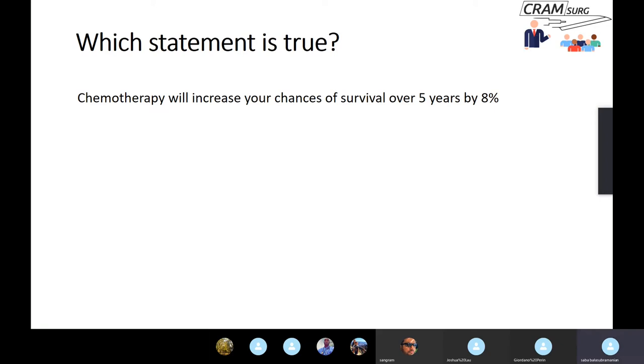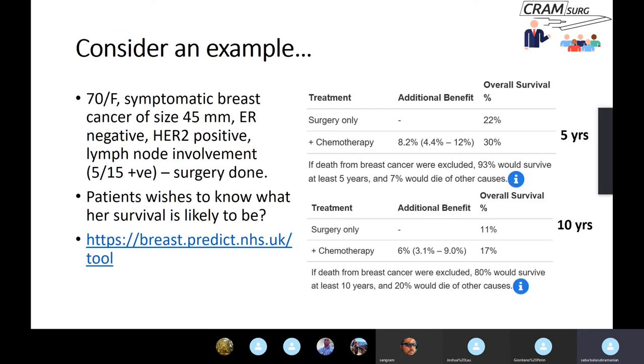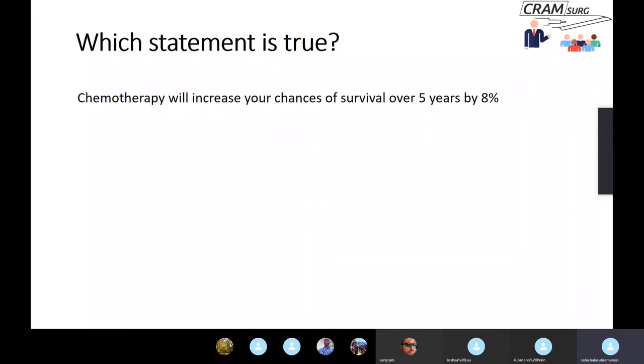So the first statement is chemotherapy will increase your chances of survival over 5 years by 8%. So the question is, is this true or is this false, based on what I had said to you just a minute ago? We can go back and look at that slide again. So with surgery, the overall survival is 22%. With chemotherapy, it goes up to 30%. Okay, so that's the first statement.